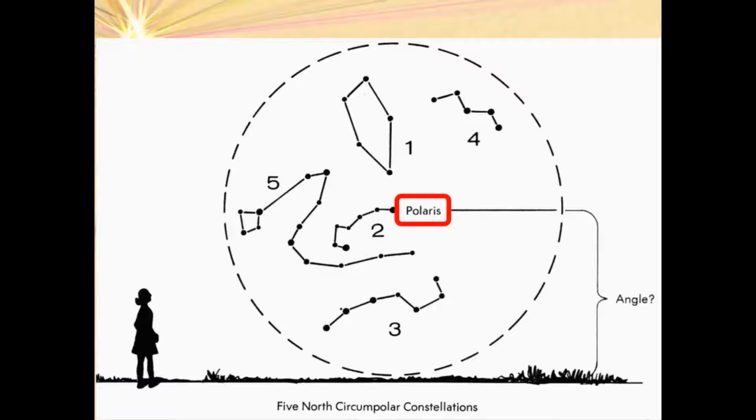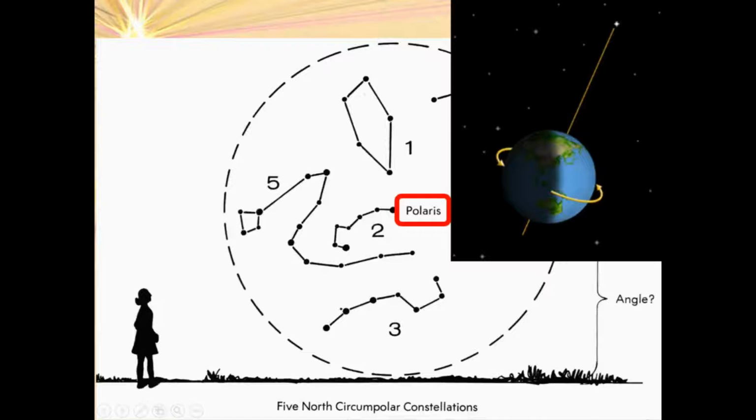Polaris sits directly above the Earth's geographic North Pole. So if you imagine this person right here standing on the North Pole, right there, and looking straight up, Polaris would be directly above her. This location, that point directly above you, is called the zenith. So if you look up and you see Polaris at your zenith, you know that you are standing on the North Pole.